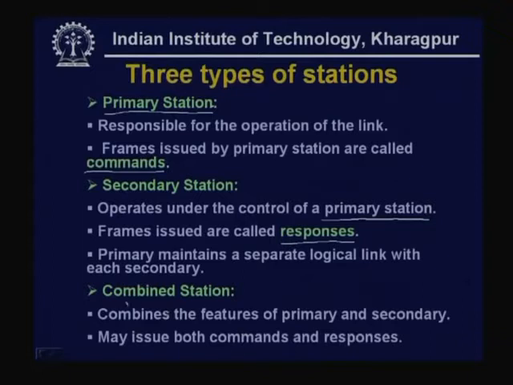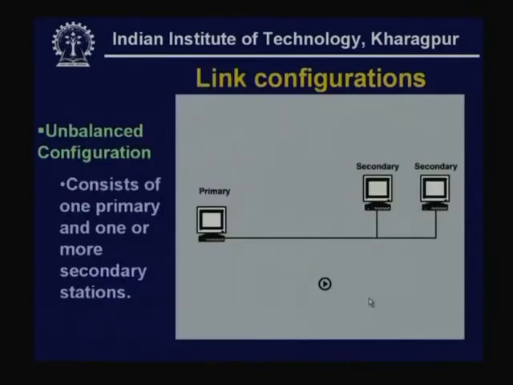Now, there is a third type of station or machine, known as the combined station. The combined station combines the features of primary and secondary. We have seen that primary stations can issue commands and secondary stations can issue responses, but whenever it is a combined station, it may issue both commands and responses. So, both can be issued by a combined station. So, we have seen the 3 types of stations that can be used in HDLC.